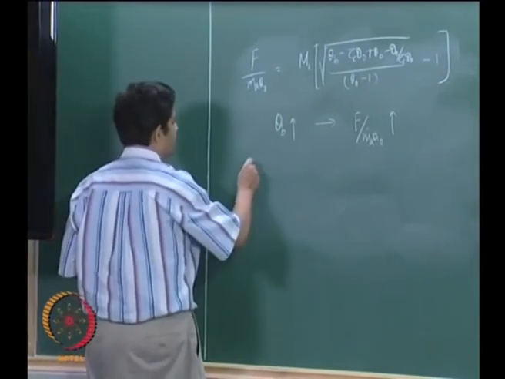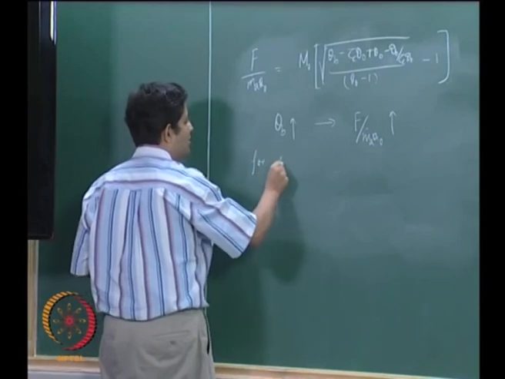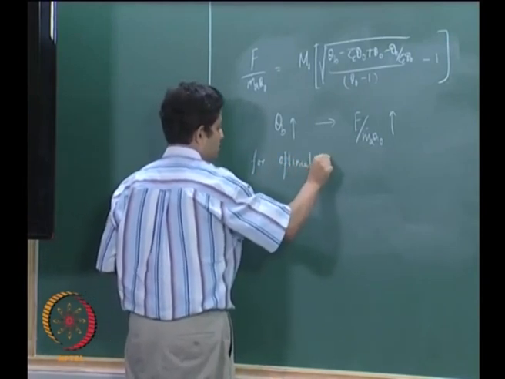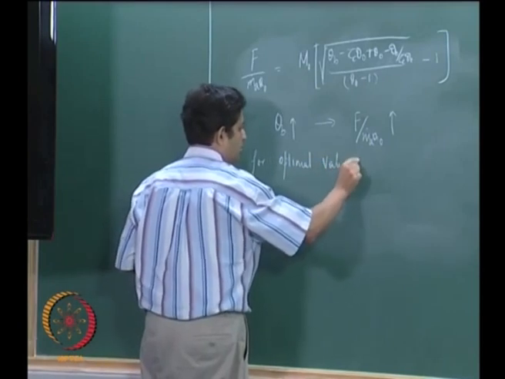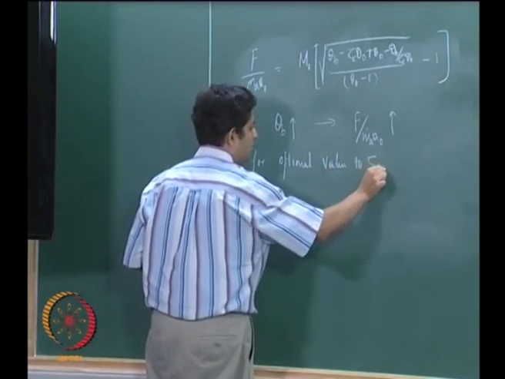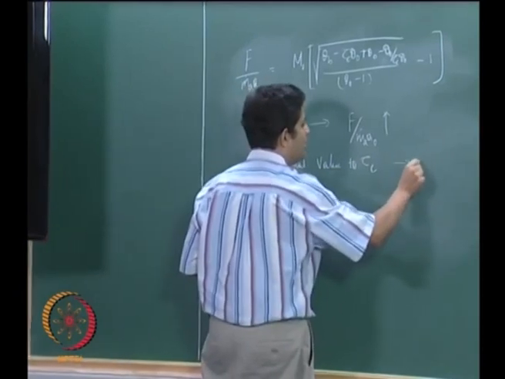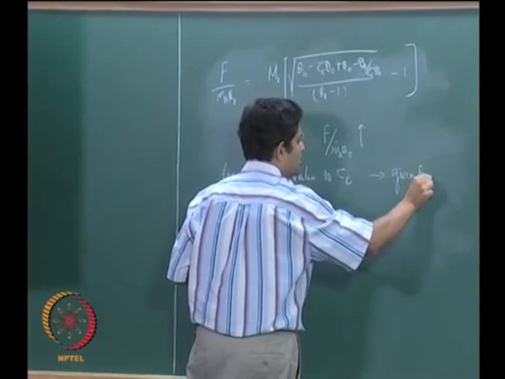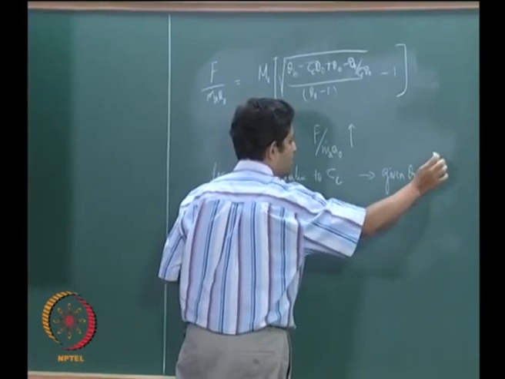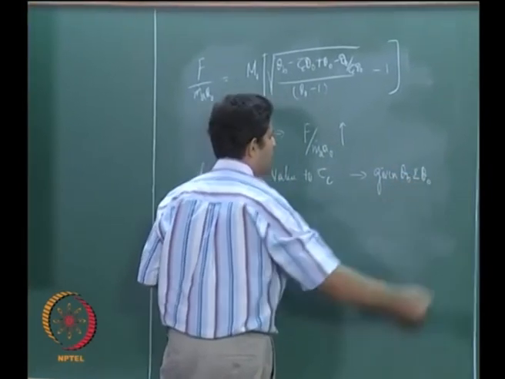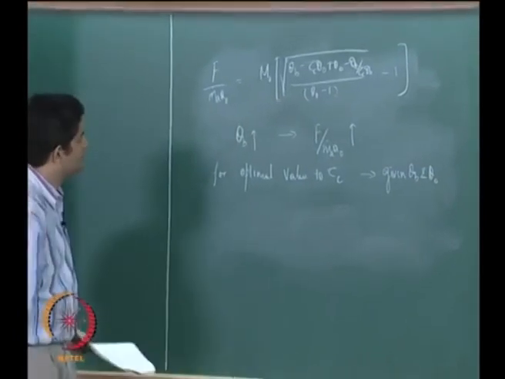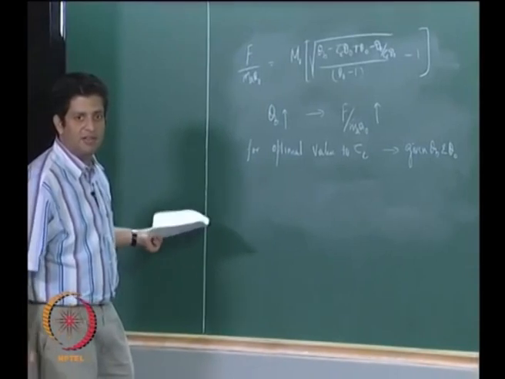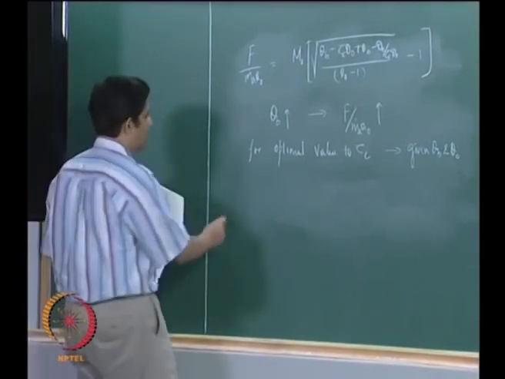So we are looking for the optimal value of tau c, given theta b and theta naught. So how do we go about it? Again, take a derivative with respect to tau c.